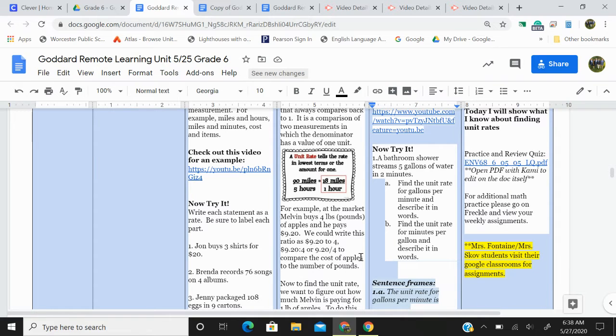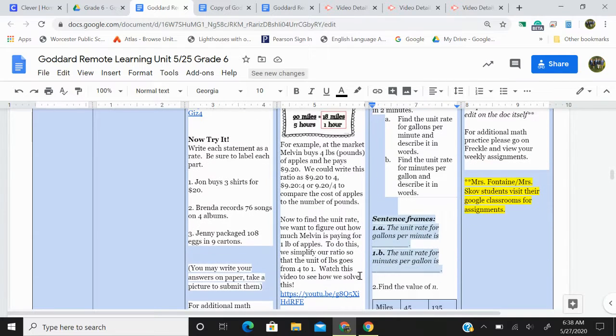For example, at the market, Melvin buys 4 pounds of apples and he pays $9.20. We could write this ratio as $9.20 to 4, 9.20 to 4, or 9.20/4. Those are the 3 different ways to represent your ratios, to compare the cost of apples to the number of pounds. Now, to find the unit rate, we want to figure out how much Melvin is paying for 1 pound of apples. To do this, we simplify our ratio so that the unit of pounds goes from 4 to 1.